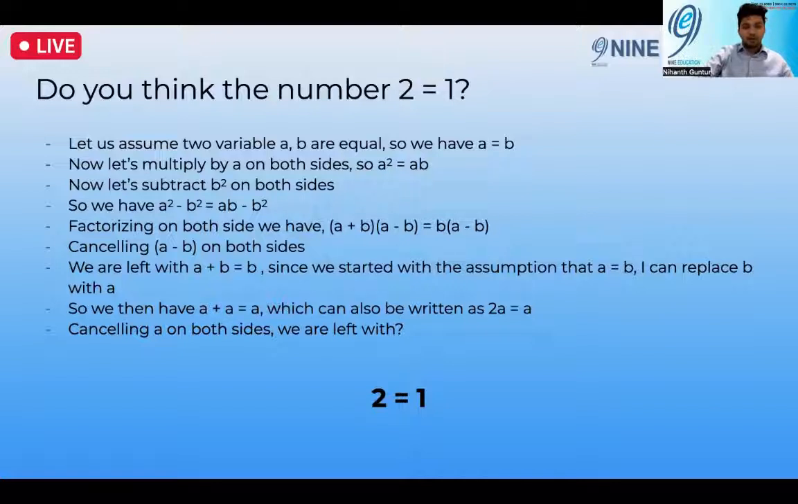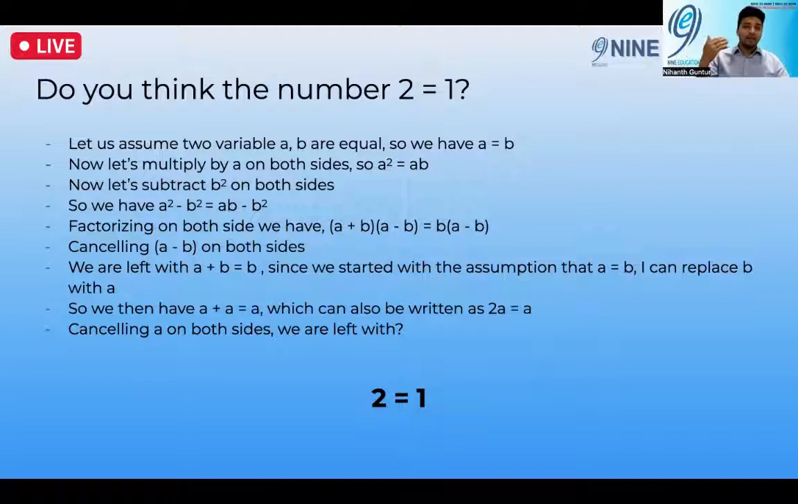Okay, so let me tell you where we went wrong. If we started with the assumption that A is equal to B, then A minus B should be equal to 0, correct? And if A minus B is equal to 0, then step number 6 that we did, where we cancelled A minus B on both sides, is the wrong step. Because in 6th or 7th class, we learned that any number divided by 0 is undefined. And like we saw, A minus B is equal to 0, so you can't cancel A minus B on both sides.